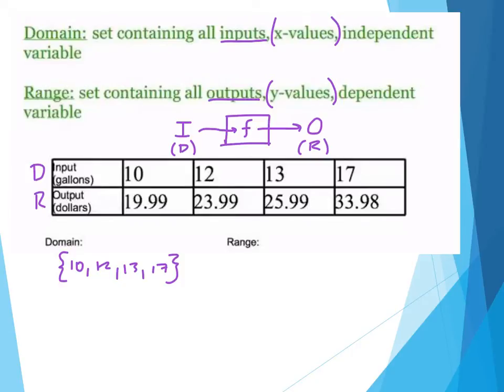The range, we do the same thing. We're going to use these squiggly brackets. That's kind of sloppy right there, but now I'm going to list all my outputs. So I have 19.99, I have 23.99, I have 25.99, and lastly 33.98, and then I'm going to close. Just by listing out all the inputs and listing out all the outputs, that is what's considered my domain and range.